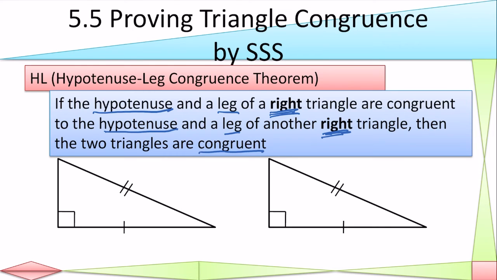So the way this works, and why it's in this section, is because we could use the Pythagorean theorem to find the third side for each of the triangles, and they will be the same, so then the triangles will be congruent by SSS. So this is just a shortcut. It's HL, if you know it's a right triangle, hypotenuse and leg.